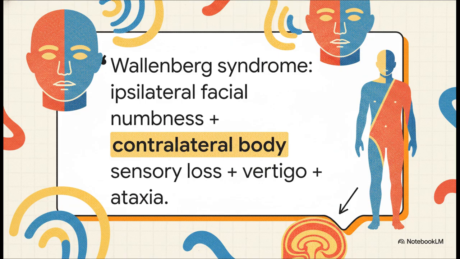So if you remember one thing about PICA, make it this, that crossed sensory pattern, feeling weird on one side of the face and the opposite side of the body. That's not just a clue. It's a giant flashing neon sign pointing right at the lateral medulla. It's your diagnostic anchor for a PICA stroke.